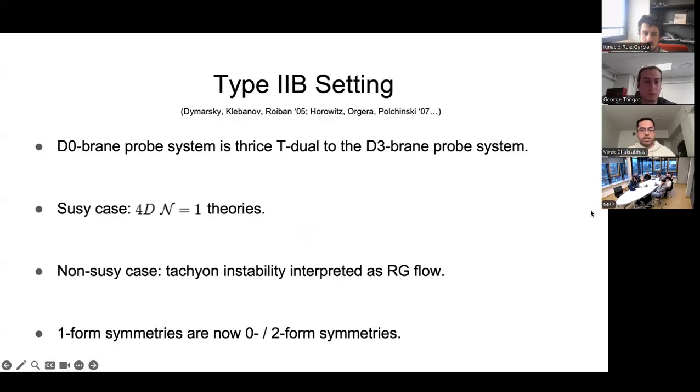So the last thing I wanted to mention was just how all of this looks in the type IIB setting.